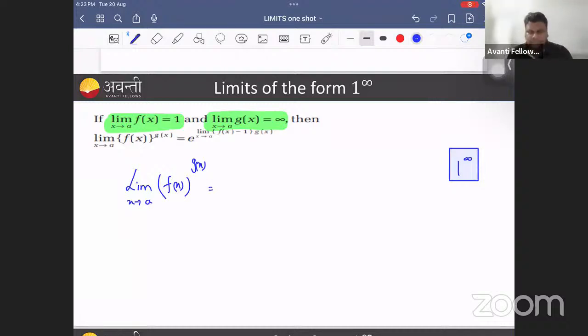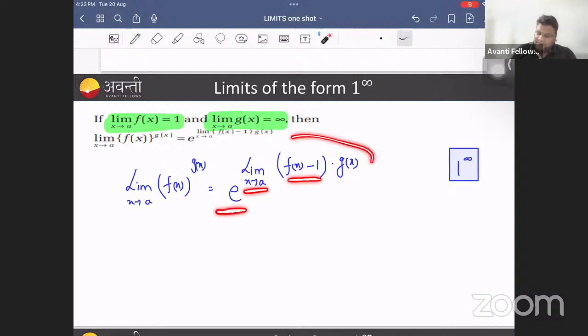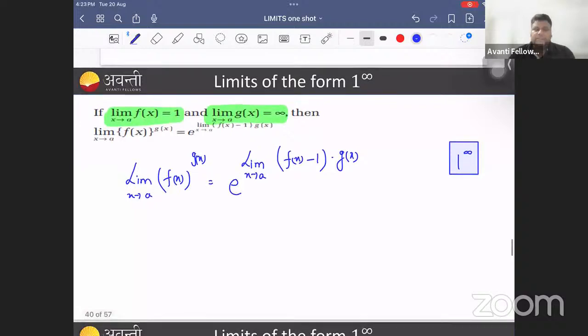So this will be its direct result, you guys remember. e to the power limit x approaches a, f(x) minus 1 into g(x). Got it? The limit x approaches a, f(x) raised to the power g(x), which is 1 to the power infinite, is e to the power limit x approaches a, f(x) minus 1 into g(x). Now, there is a proof for it, but I think as of now, we can stay away from the proof. Just remember this form. All right.